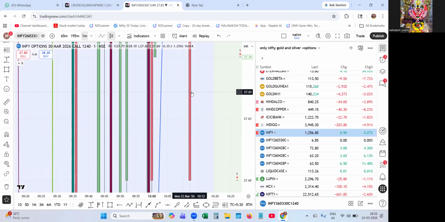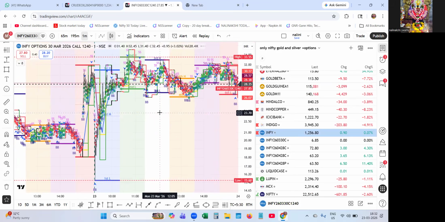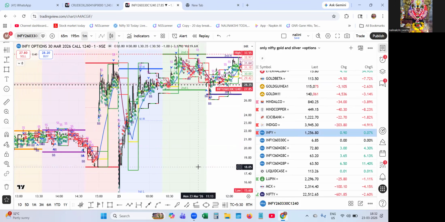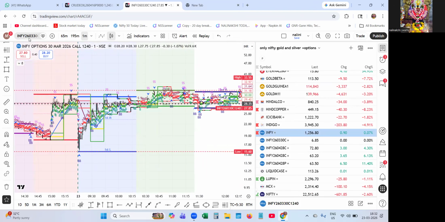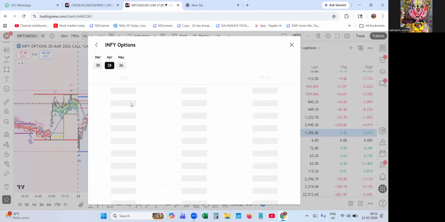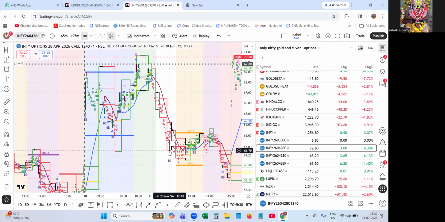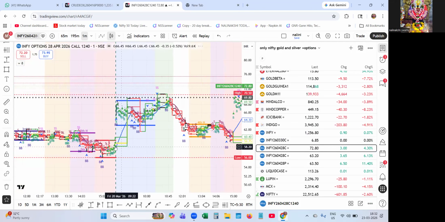You could have, let me reset the chart. There is no liquidity here. That happens actually because it is March. March, they don't allow you to trade. You can go to the 1240 call option. April, April also there is no liquidity, but even without it, you can make out the box.